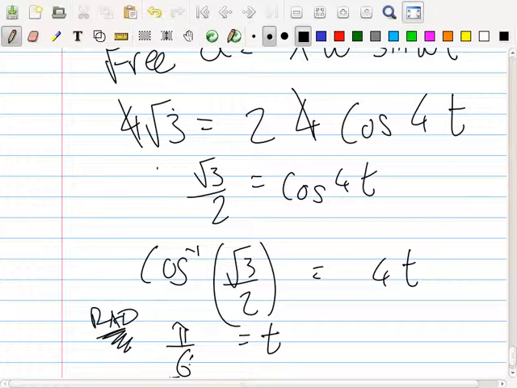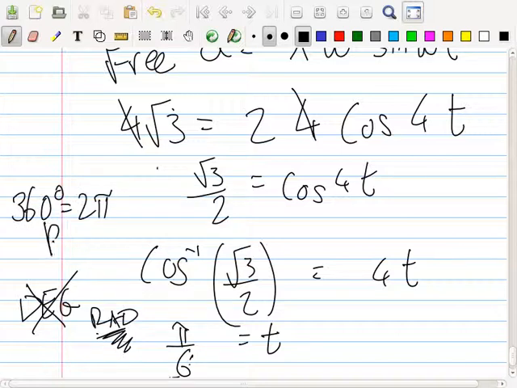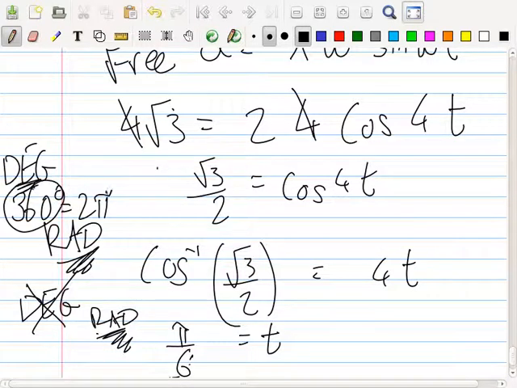Radians, not degrees. I don't want degrees. Degrees bad. Radians. Remember radians? 360 degrees equals 2 pi. That's called radians. And this is called degrees. 180 degrees, pi radians. I want this one, not this one.